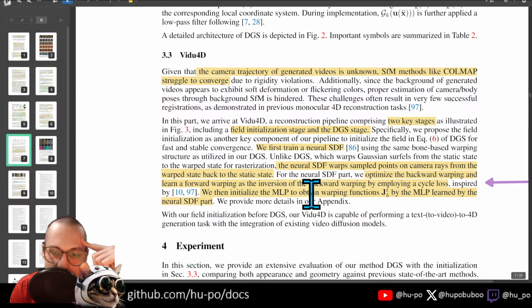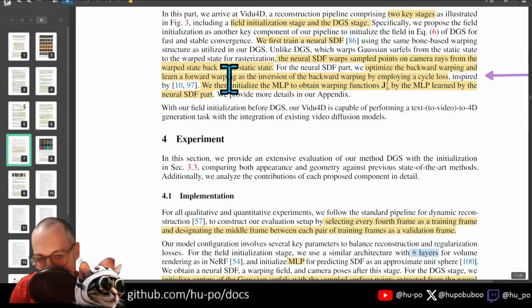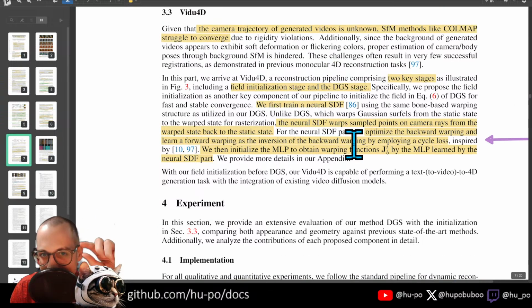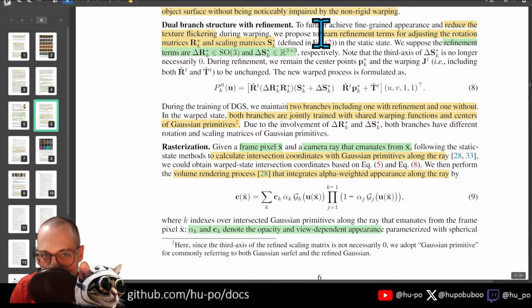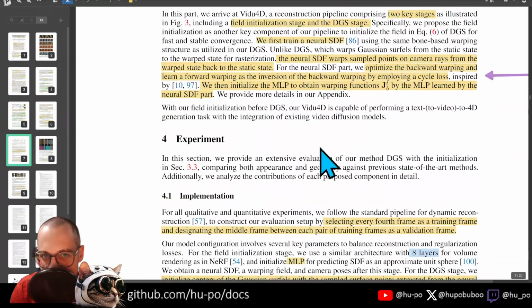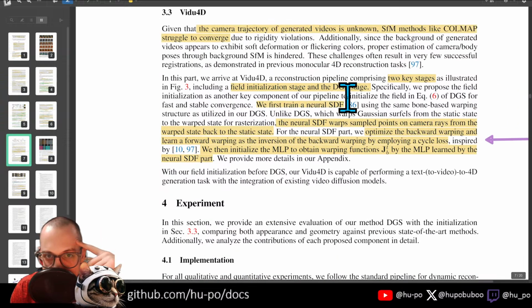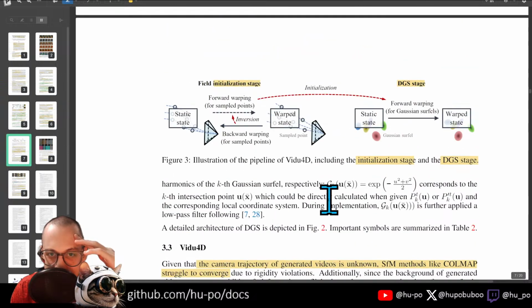"We initialize the MLP to obtain warping functions JTB by the MLP learned by the neural SDF part." So just like literally a throwaway sentence, but kind of a complicated setup, right? So the MLP here that does the warping is actually initialized from the MLP here that is trained as a neural SDF. So multiple stages going on here, right?